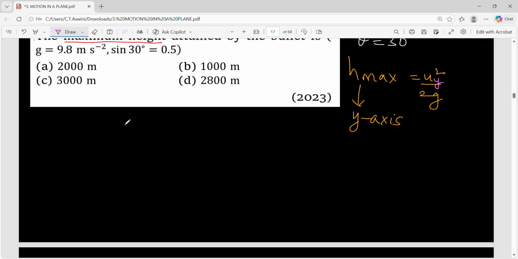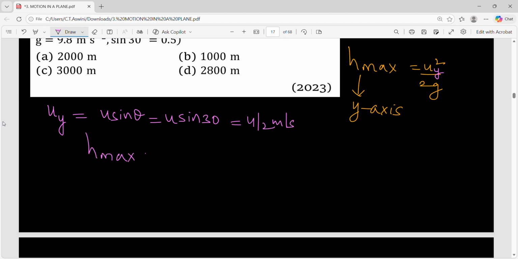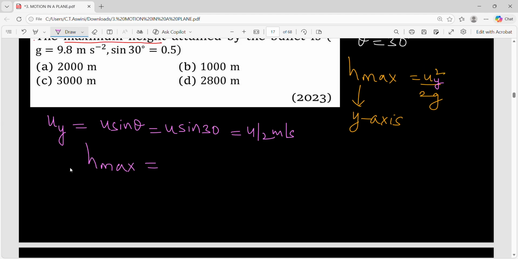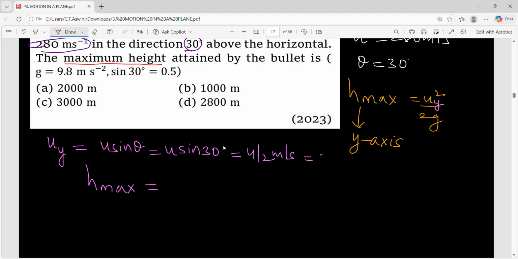So find out initial velocity along axis y. It will be u sine theta. So sine theta is sine 30. So how much will you get? U upon 2 meter per second. Now just substitute. Maximum height is equals to uy square. Initial velocity is how much? 280, right? Let us simplify this. 280 upon 2. How much will you get? 140 meter per second. Now just substitute. So 140 into 140 by 2g.